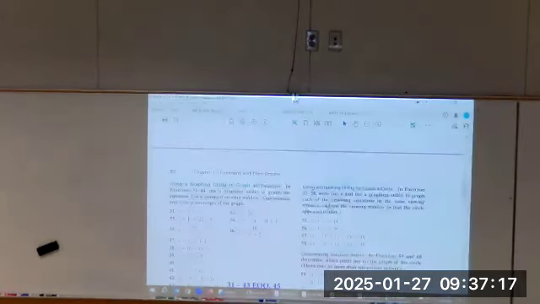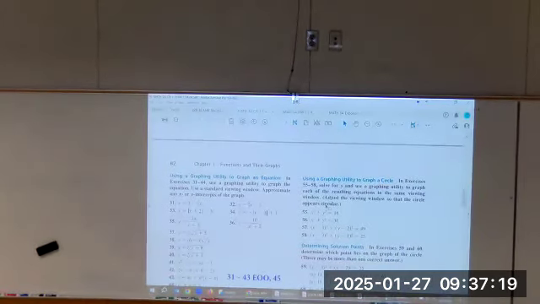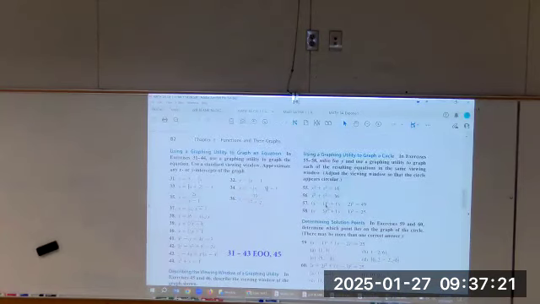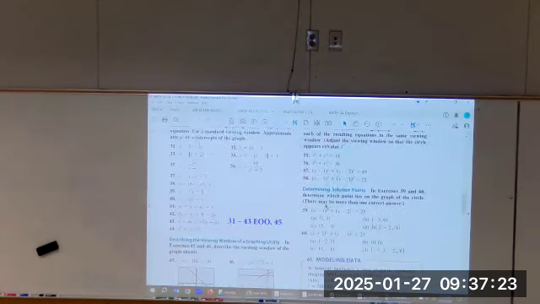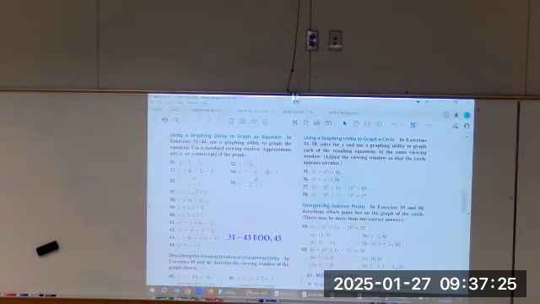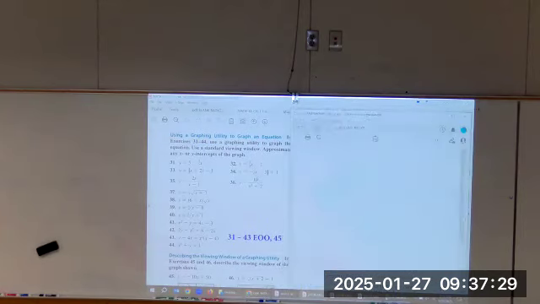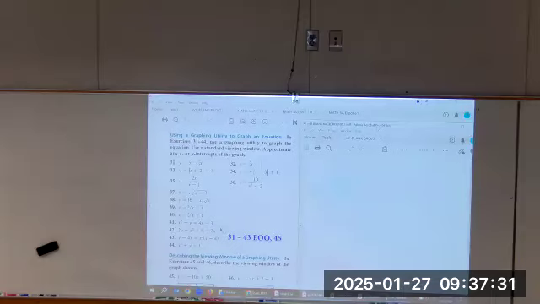Right here, 31 to 43, every other odd. Use a graphing utility. That would be a graphing calculator. This author always uses the word graphing utility. I don't know why for the last 25 years. Use graphing utility to graph the equation. Use a standard viewing window. Approximate any extra y interval.